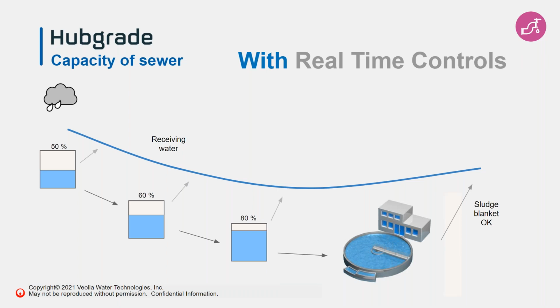In this way, you can make sure that you don't have any CSOs without building extra volumes, and at the same time, you can even out the flow nice and easy down to the wastewater treatment plant and secure the sludge blanket, and thus minimize the risk of a sludge escape. So by looking at it in a holistic way outside the fence, thanks to this Industry 4.0 approach, you can actually do much more with what you've already had.